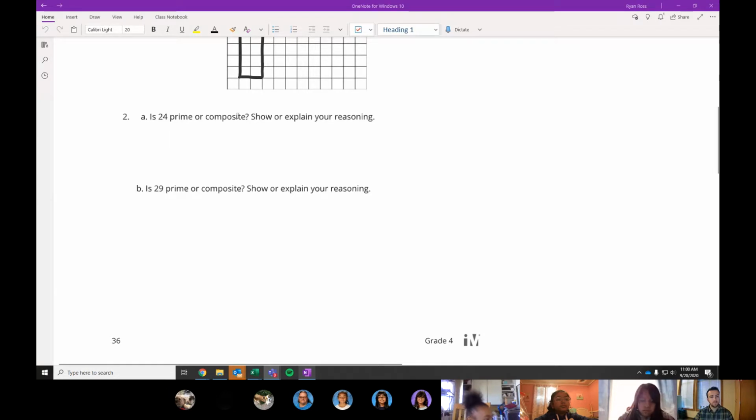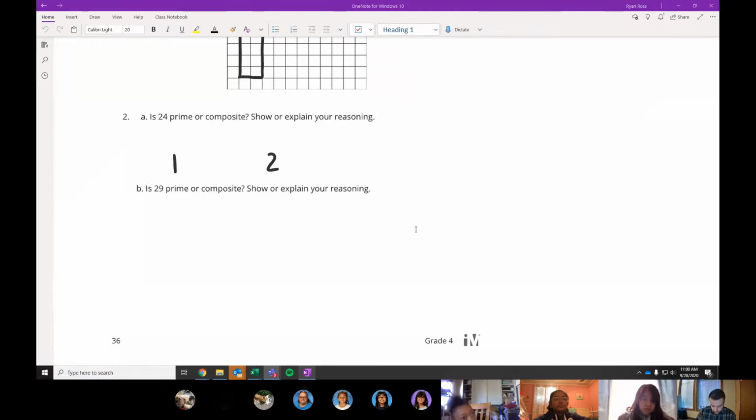So is 24 prime or composite? Show or explain your reasoning. Well, this is just finding factor pairs again. We know that a number is prime if the only factor pair is 1 and itself. So if we're trying to find factors for 24 and the only one we can find is 1 and 24, it's prime. But if we can find multiple factor pairs, then it's composite.